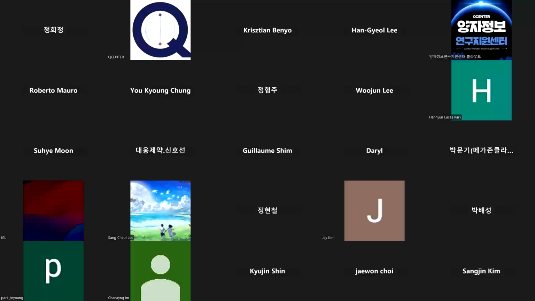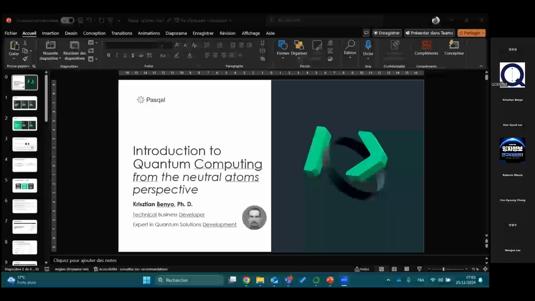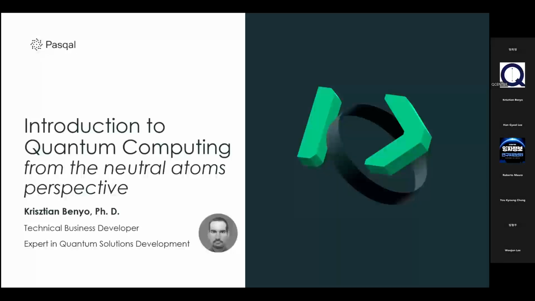For this, let me share my screen. I've prepared a quick support to guide you through the different elements. If you could just briefly confirm that you can see my screen correctly. Yes, we can see your screen. Thank you. Perfect.